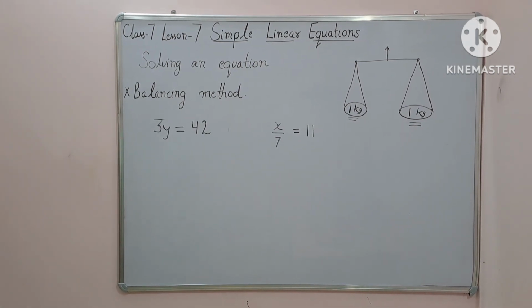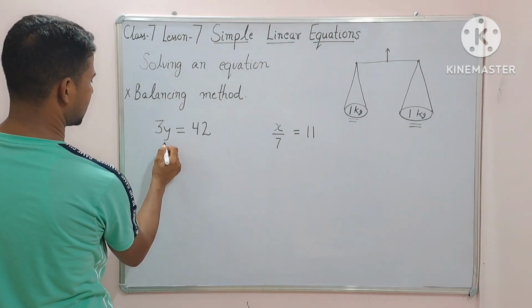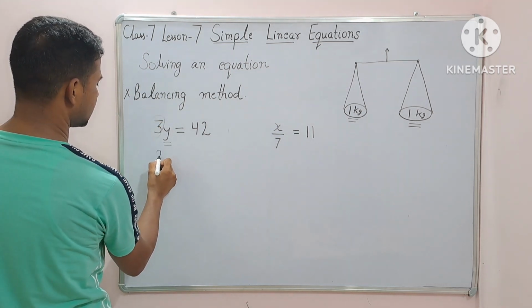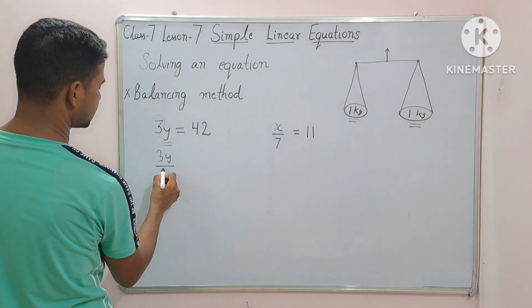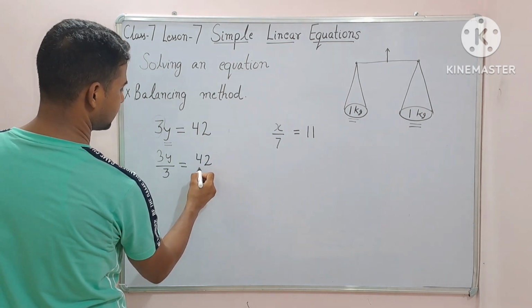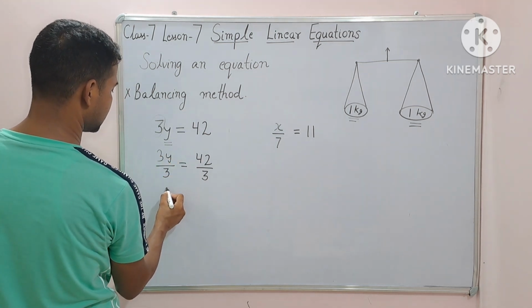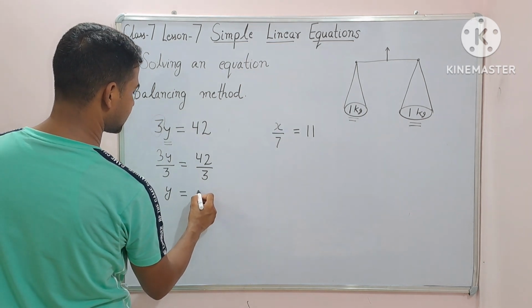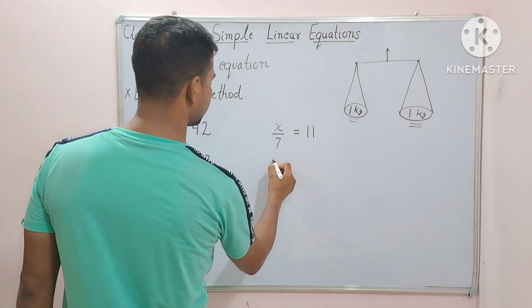Now solve these two. 3y is equal to 42. For getting the value of y, we have to remove 3. This is multiplication, opposite is division. Same here, 42 divided by 3 for maintaining the balance. 3 will be removed, we will get y is equal to 14.